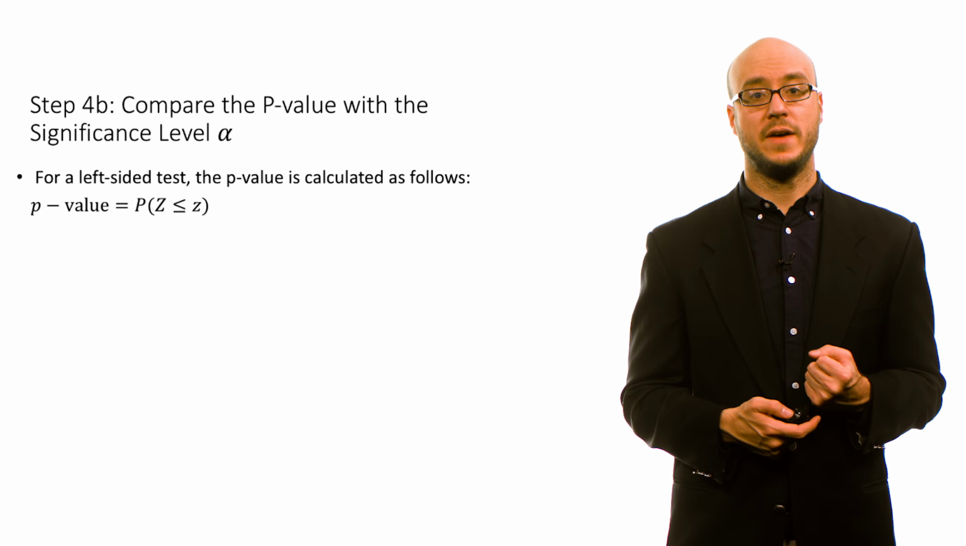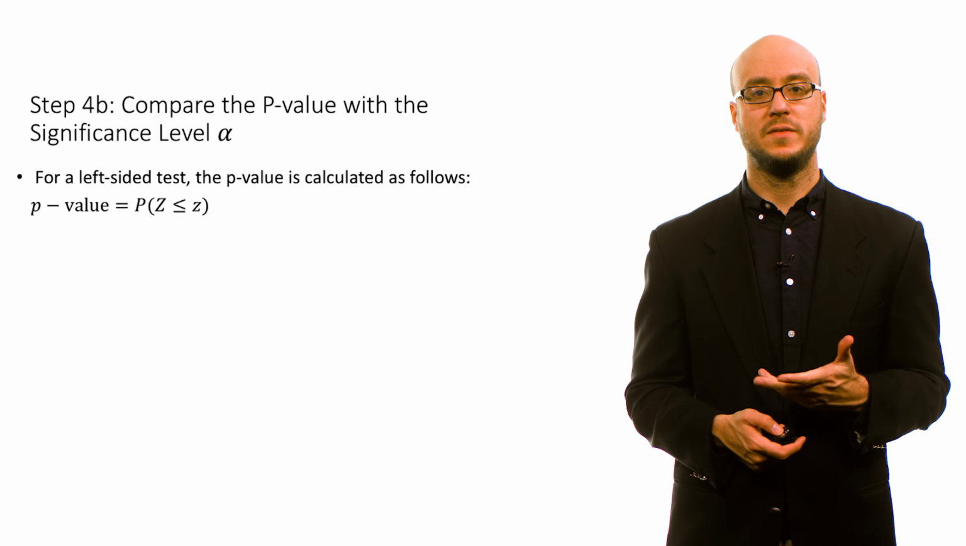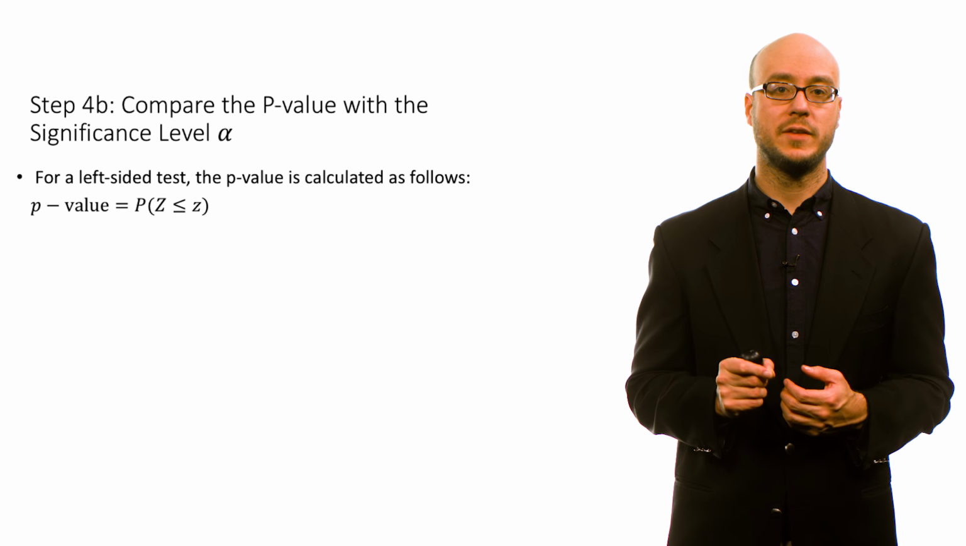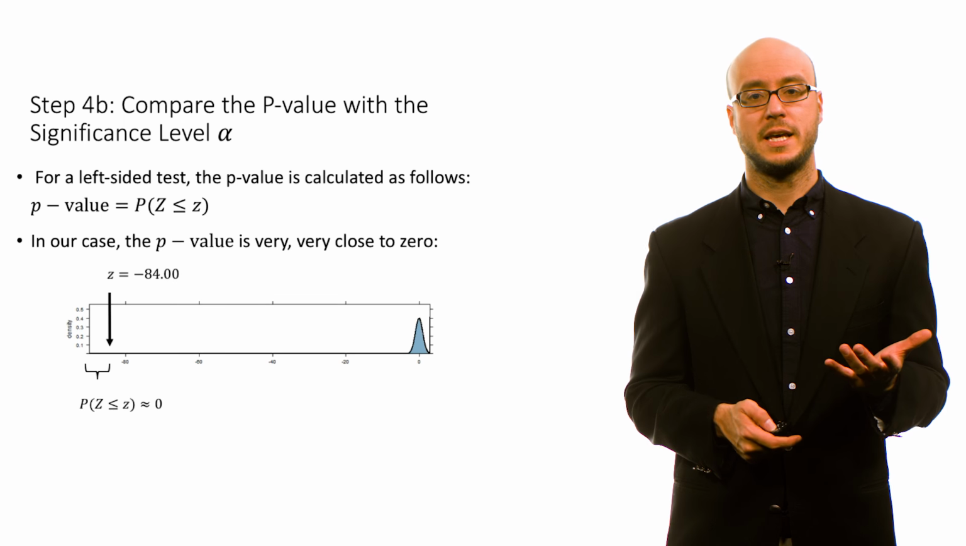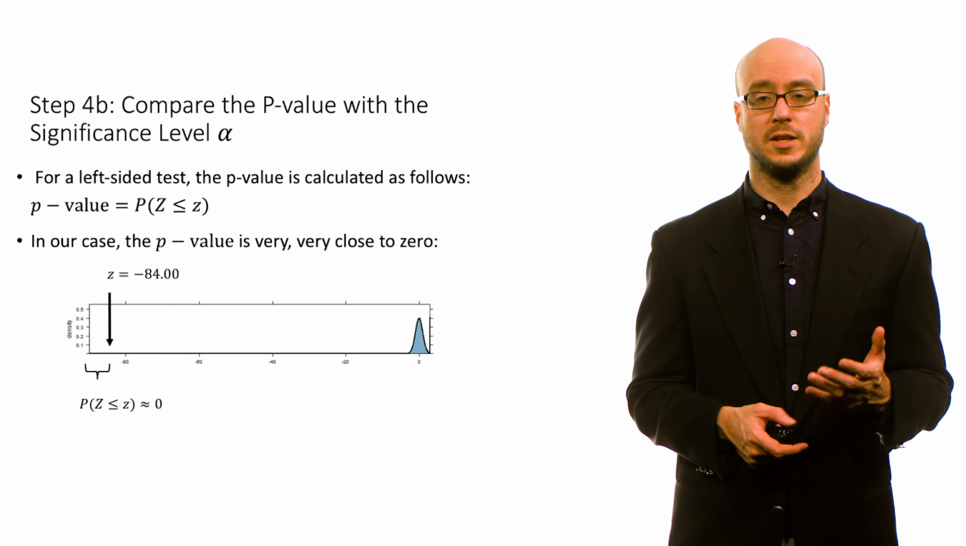We can also calculate a p-value. For a left-sided test, the p-value is simply the probability of obtaining a z-test statistic less than or equal to the one we obtained. In this case, the p-value is very, very close to 0.